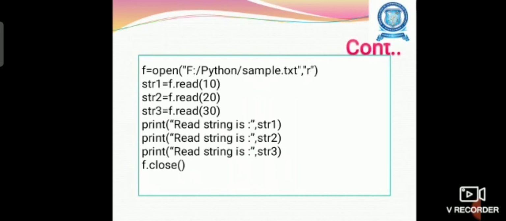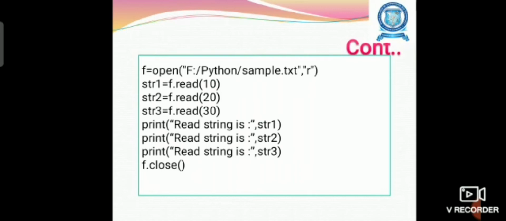Now after performing the second read operation, the file object will be placed at the 21st character in the file. Again we are reading with the read method and now we are applying the count 30. The characters from the 21st position to the 30th position will be read, retrieved and stored into the variable str3.